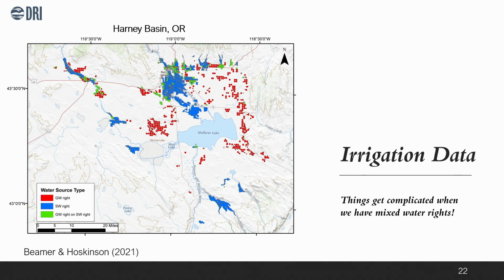And then the water source type data. In mixed basins where we have different water rights, we have to identify which field is using which type of water. So over here we just use the groundwater dependent fields.